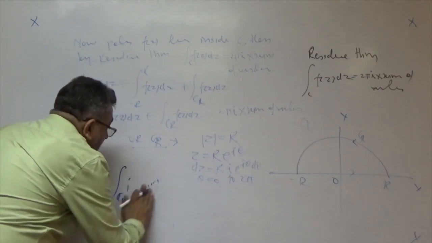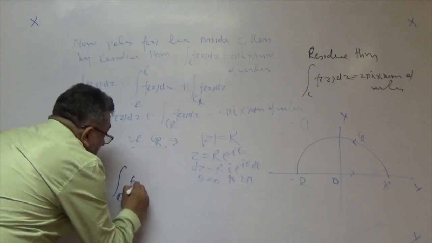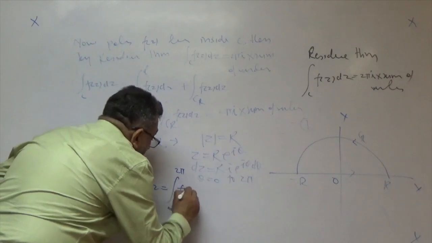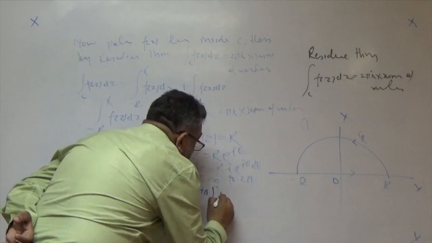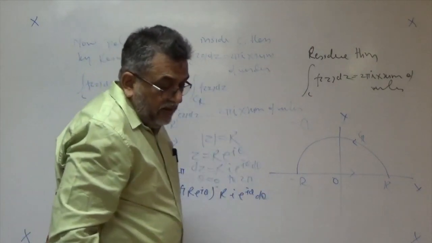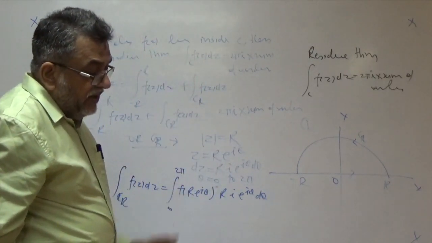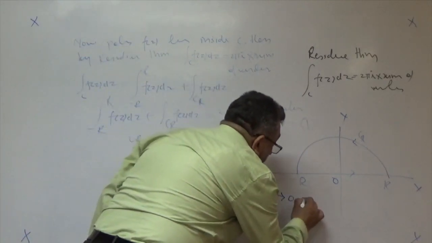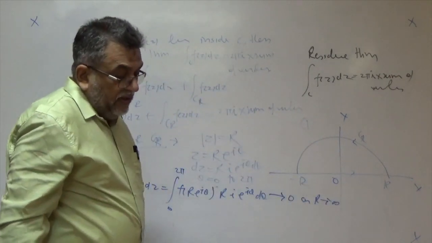This integral number 2 on the left hand side of equation 1, that is the integral of f(z) dz, equals the integral from 0 to 2π of f(R e^{iθ}), and dz means R i e^{iθ} dθ. This integral will be converted into the polar form, and we can solve this. And because R is large, this will always tend to 0 as R tends to infinity. This is the integral.